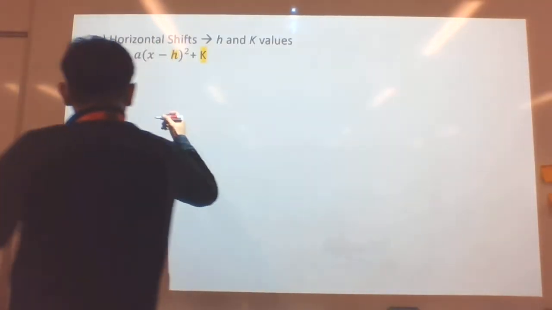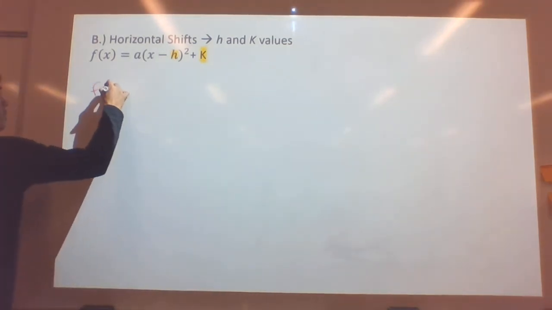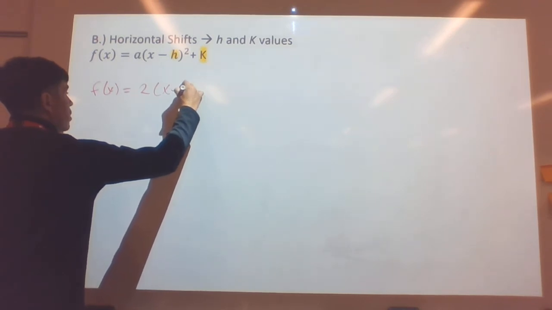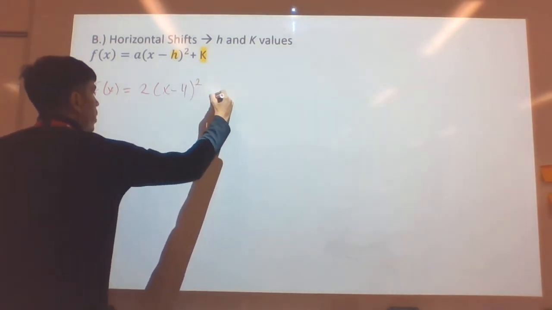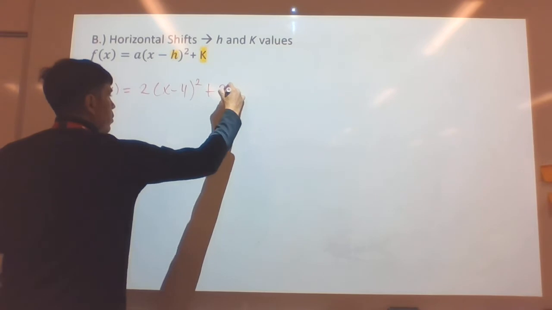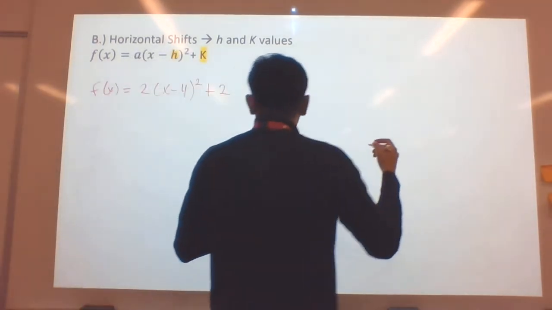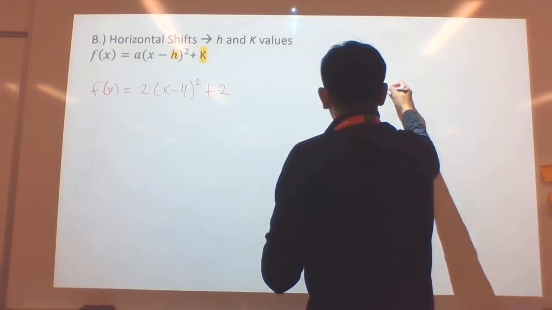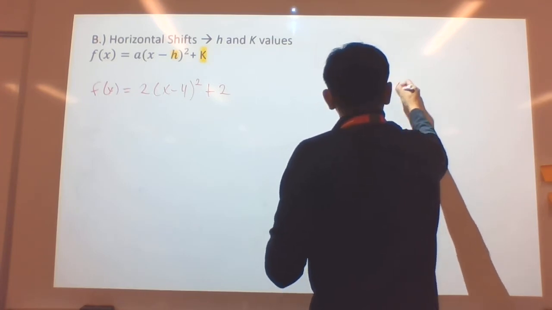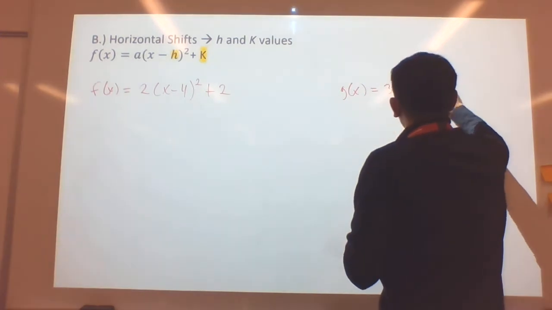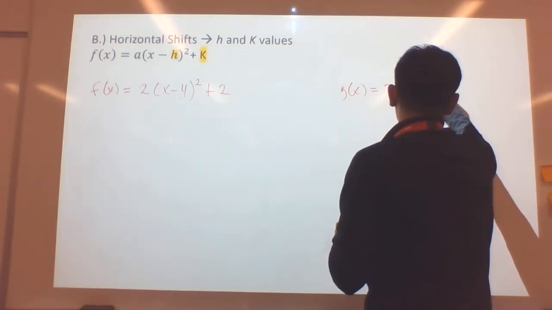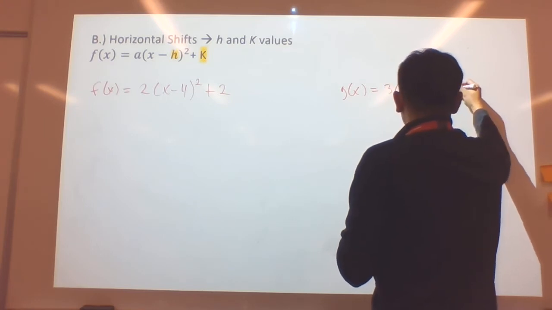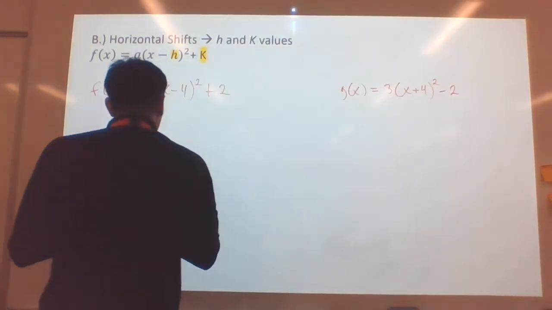Let's do some problems here. We're going to do two. F of x equals 2x minus 4 squared plus 2. We're going to do that one. We're going to do another one. We're going to call it g of x equals, let's say, 3x positive 4 squared. Why not? And then minus 2. Okay? So we're going to graph these.